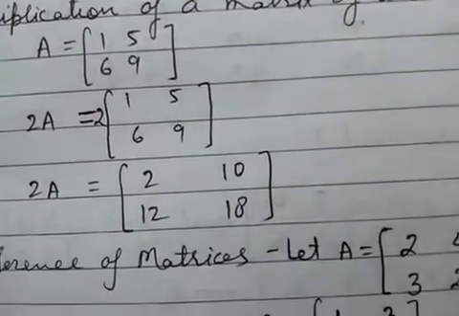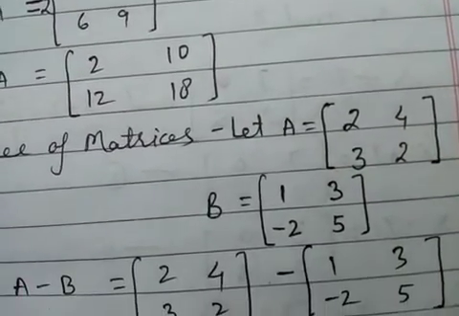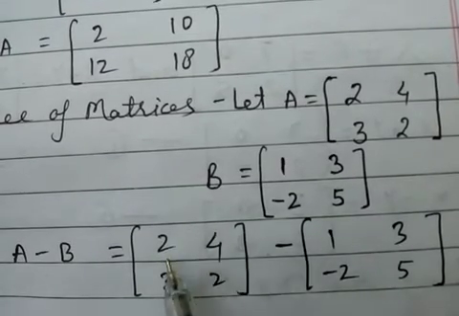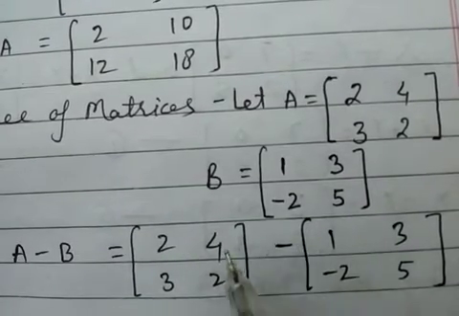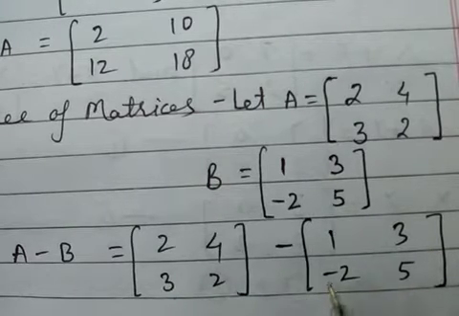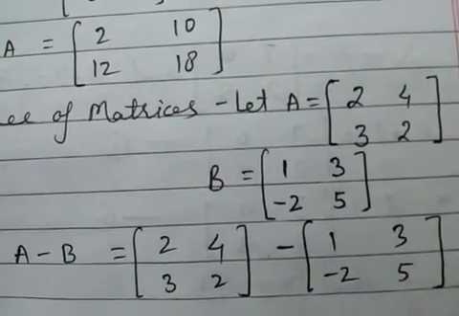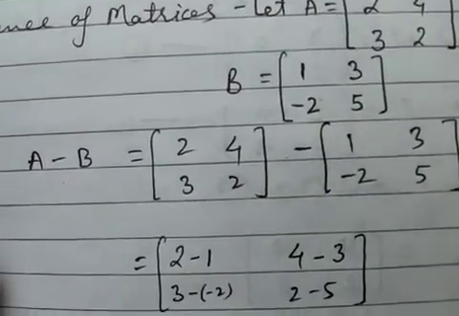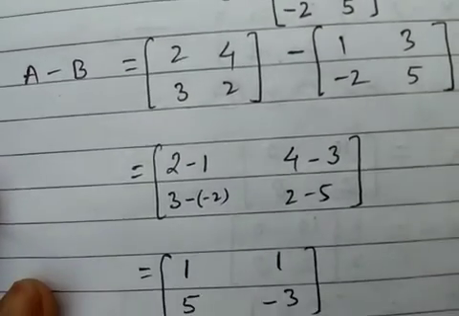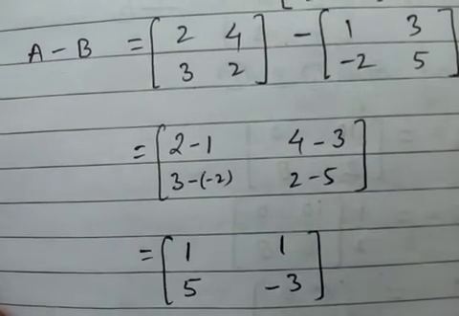Now, difference of matrices. Let A and B be any two matrices of the same order, then we can subtract the corresponding elements of the two matrices. Now we can subtract 2 minus 1, 4 minus 3, and 3 minus, with a bracket, we subtract -2, and 5 minus 2, minus 5. You can see here 2 minus 1 and so on. After simplification, A minus B is equal to the matrix with elements 1, 1, 5 minus 3 as the difference.